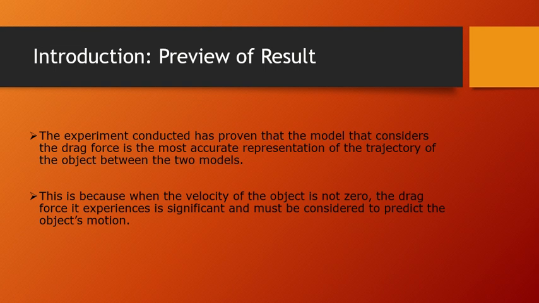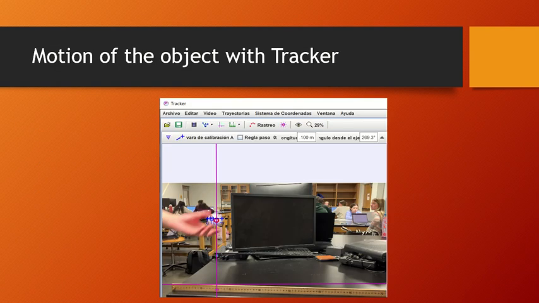As a previous result, I have found that a model that considers the drag force is the most accurate representation of the trajectory of the object, since when the velocity is not zero, the drag force on an object is significant. There is a screenshot of the video of my object in Tracker, which I used to determine its position. It's important to mention that the system in this experiment is the falling object, while the surroundings are everything else.